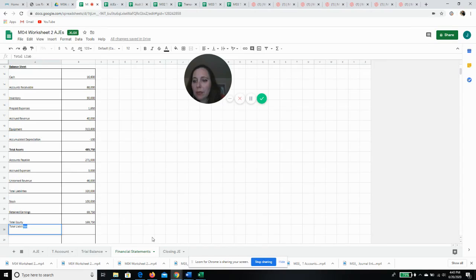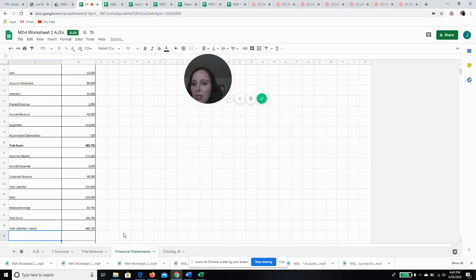All right, here's the moment of truth, folks. Total liabilities plus equity is liabilities of $320,000 plus equity of $169,750 is $489,750. And look at that. My total assets equal my total liabilities plus equity, just like the accounting equation says they're supposed to. So my balance sheet is in balance.